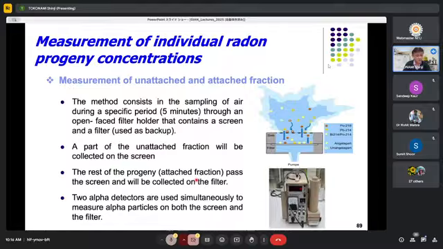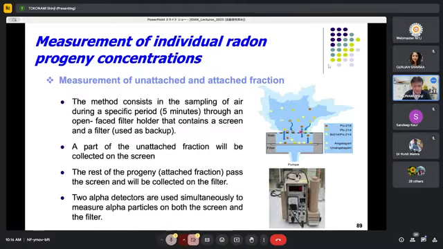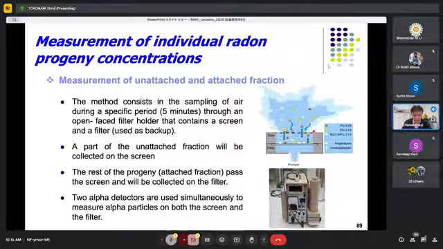Two alpha detectors are used simultaneously to measure alpha particles on both the screen and the filter. Look at this. This is wire screen. Unattached radon progeny. Most of unattached progeny are collected on the screen, but attached progeny are collected on the filter.